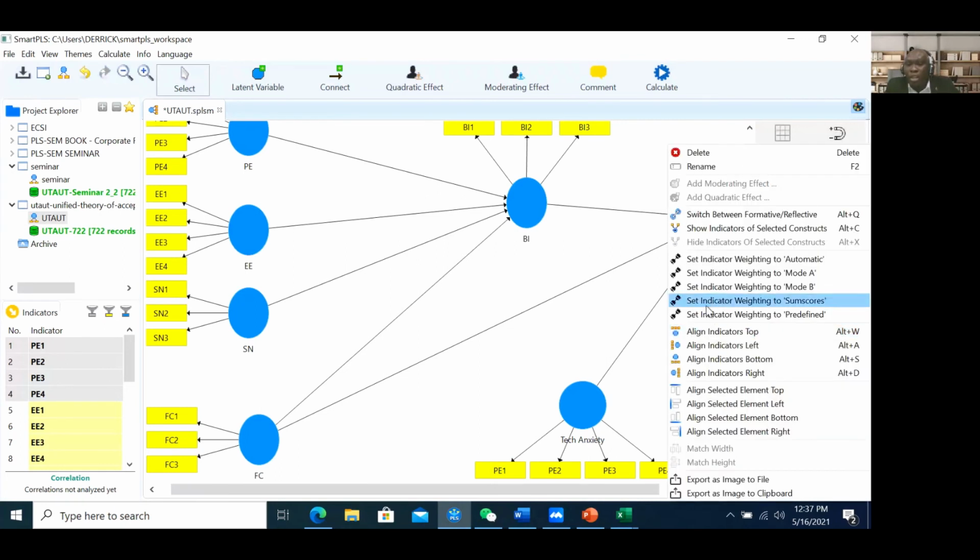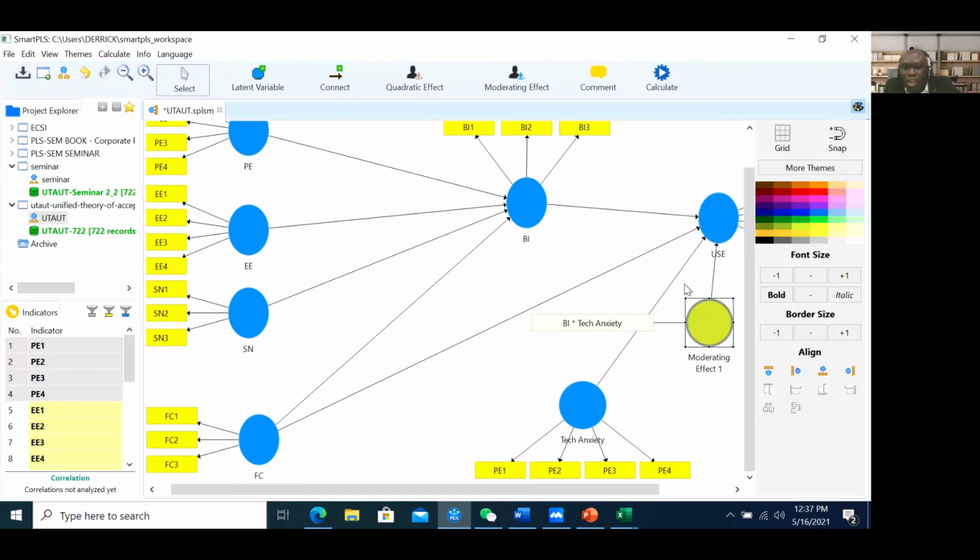Now, let's right click and then let's show indicator. Good. So you see from here, if you take a two-stage, it takes the latent variable and then multiplies it with the other latent variable. Okay, that is what it does.